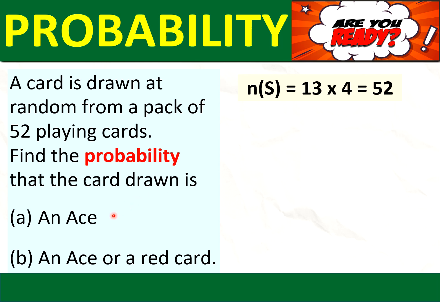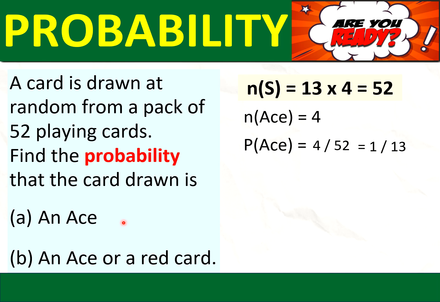If we start off with a very basic question, finding the probability that the card drawn is an ace is actually very simple. We know that there are four ace cards, and therefore the probability is simply 4 out of 52, reduced to the simplest form. This will give us 1 out of 13. Now, this is very simple.